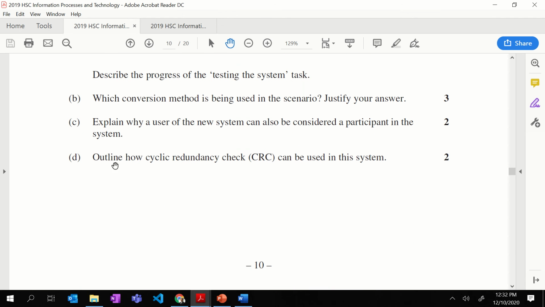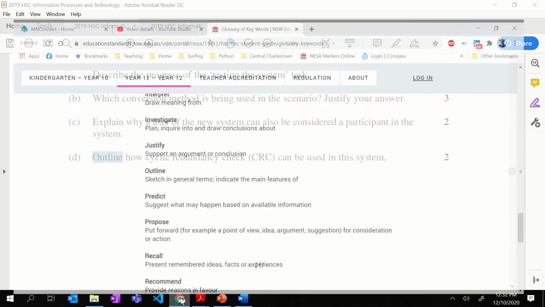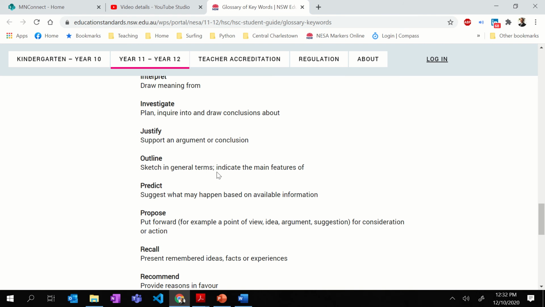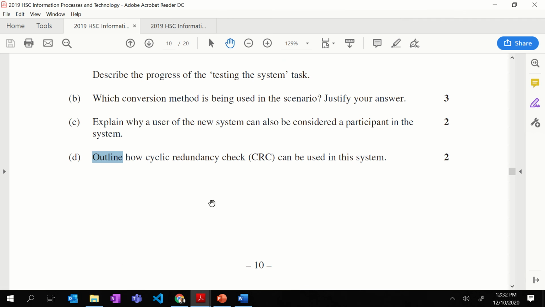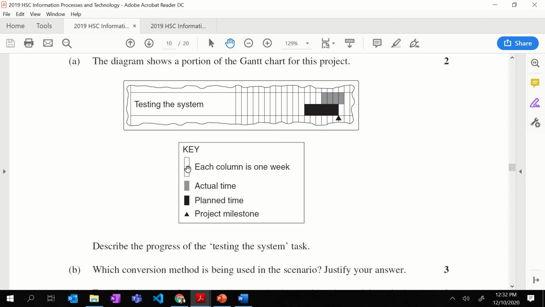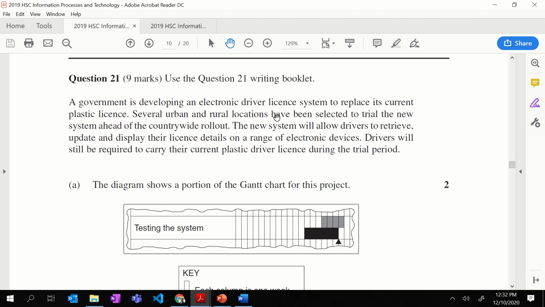Now, the verb is outline. So what we're doing is to outline something. I'll show you here, it's sketch. Sketch in general terms, indicate the main features of. So what you would do to answer this question is you would explain what cyclic redundancy check is, or outline what it is, or define it really, and then say, okay, it's going to be used here where they're actually using electronic devices to update their license details, or they're retrieving their details or whatever.